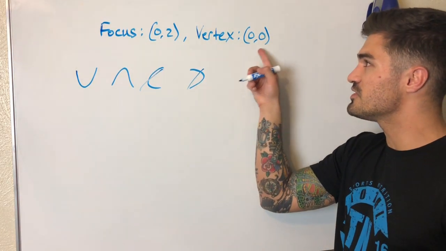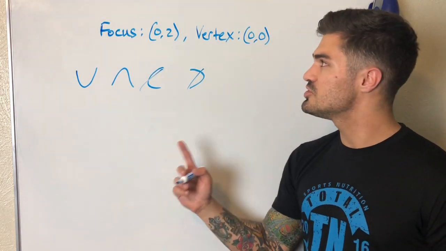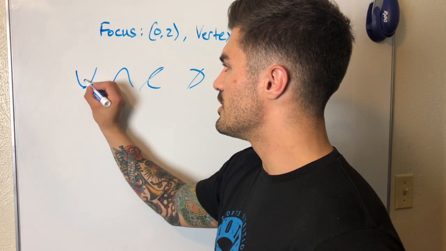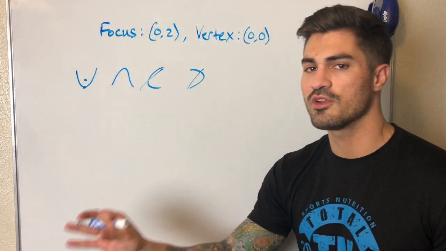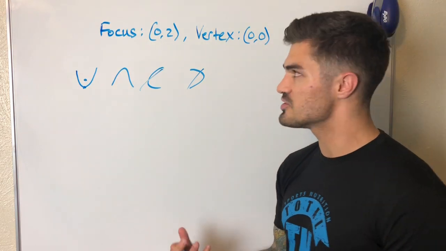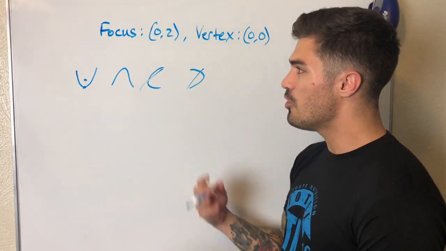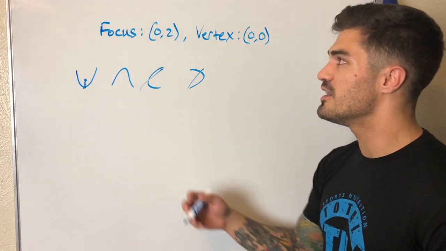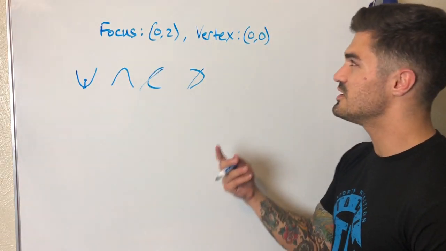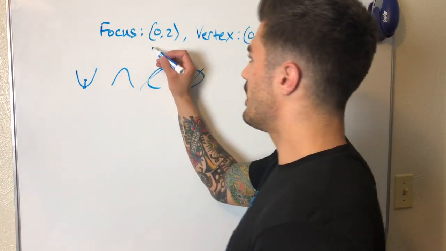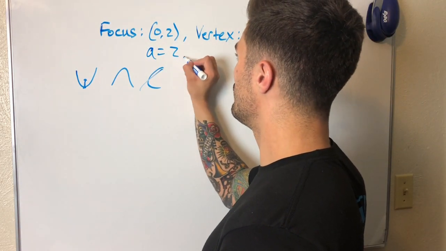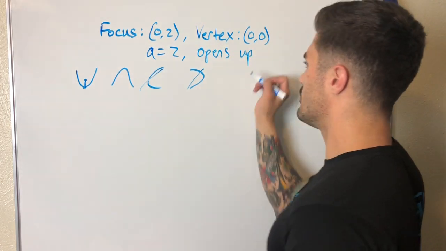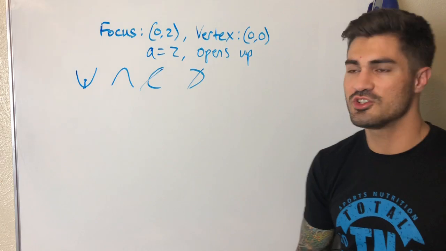And since from my vertex to my focus, I'm going up 2 units, I'm increasing, so it opens upward, because the focus always goes toward the direction the parabola is opening. We also have a equals 2, because that a in our general formula is the distance from the vertex to the focus. So I've found that a equals 2 and that we have a parabola that opens up, and that's important because we need to know which general equation to use.